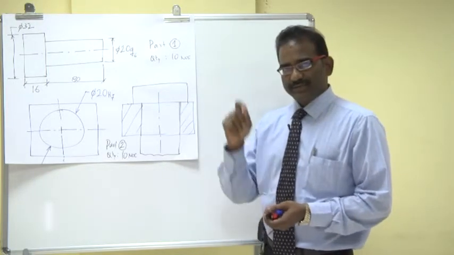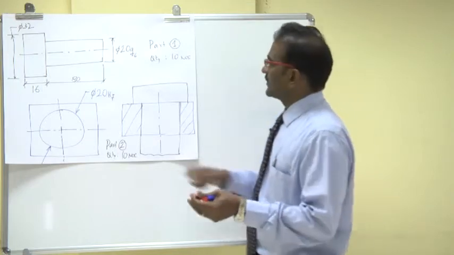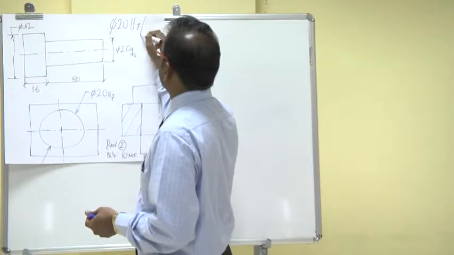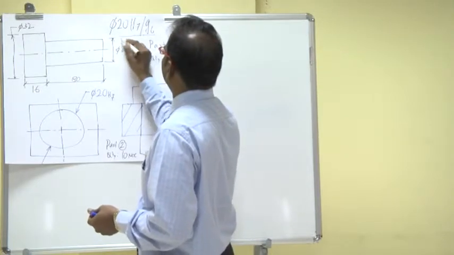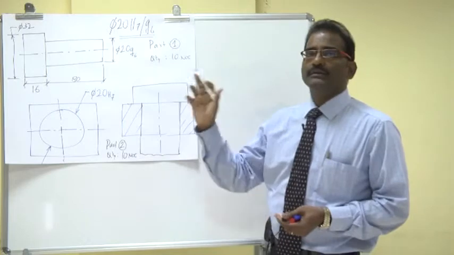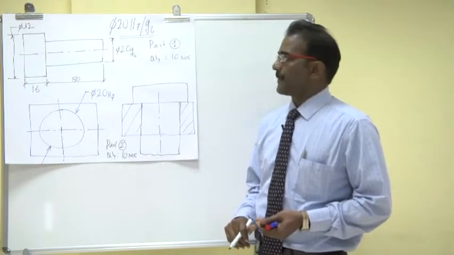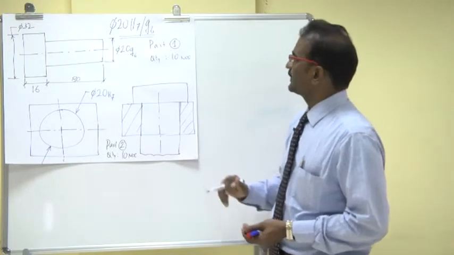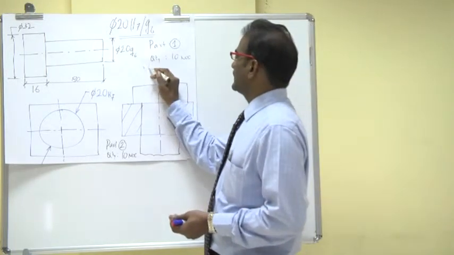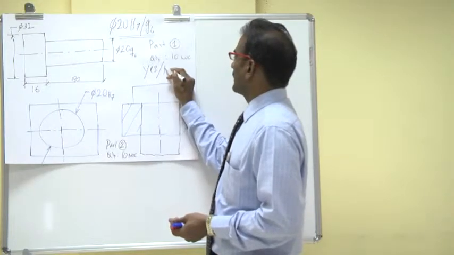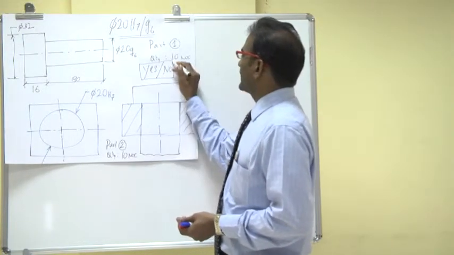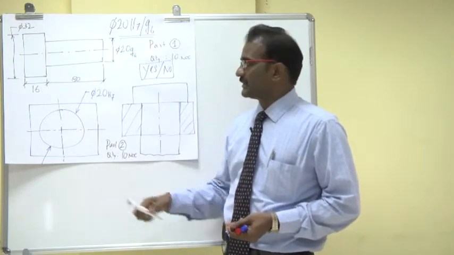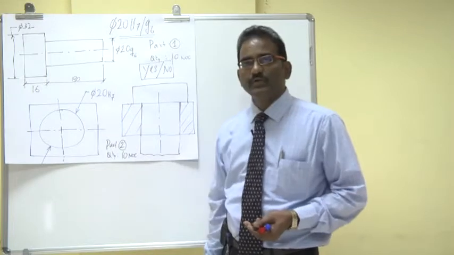Now my question is, will I get the required 20 H7 G6 fit in all the 10 assemblies? What could be the answer? The answer could be either a yes or no, depending upon what is the form error and orientation error available in the individual components.